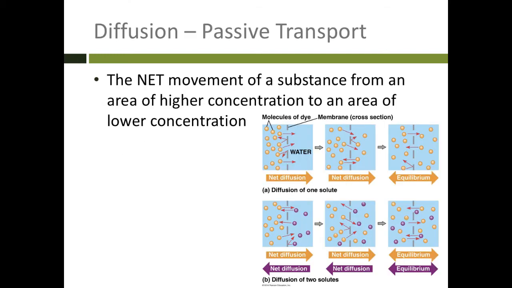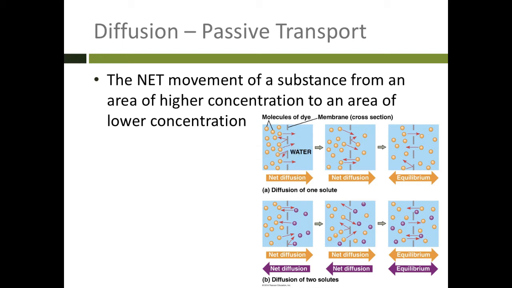Let's start with diffusion. This is passive transport. So we're moving a substance from an area of high concentration down its concentration gradient to an area of low concentration. So if you look at the picture, you can see there's a bunch of yellow molecules and a membrane. The yellow molecules are at a high concentration on the left side of the membrane and at a low concentration on the right side of the membrane. And they will move down their concentration gradient from the area of high concentration to the area of low concentration.